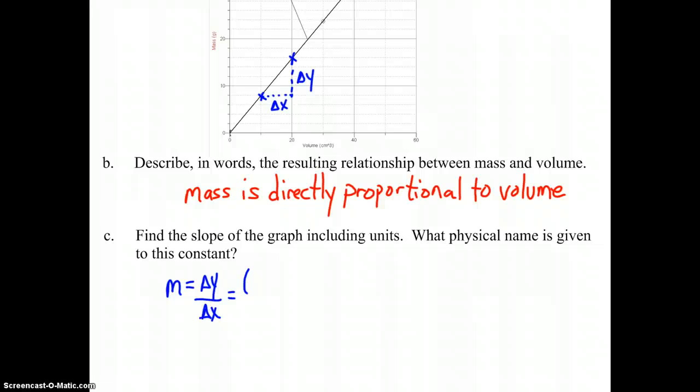For our y value, our final y value looks to me to be about 16, and our initial y value looks to be about 8. Yours will be whatever the points are that you select on your best fit line. Now the final x value looks to be about 20, and the initial x value looks to be about 10.